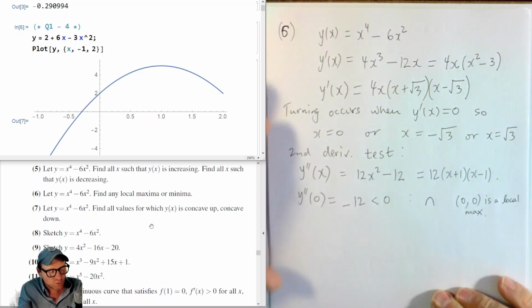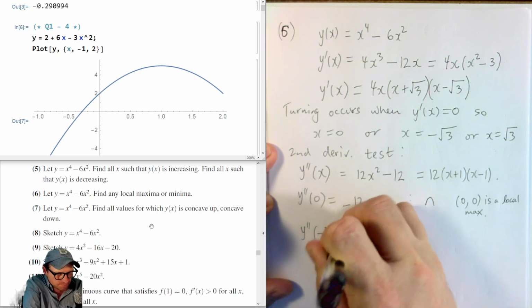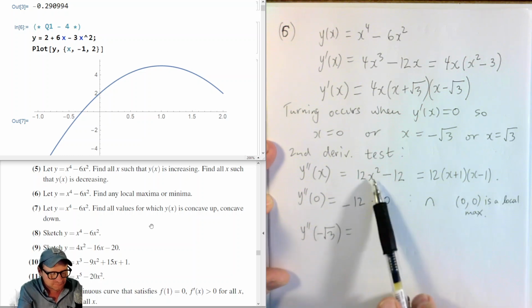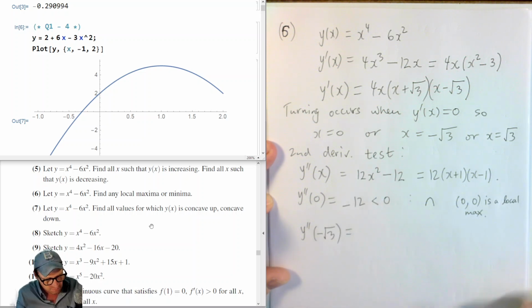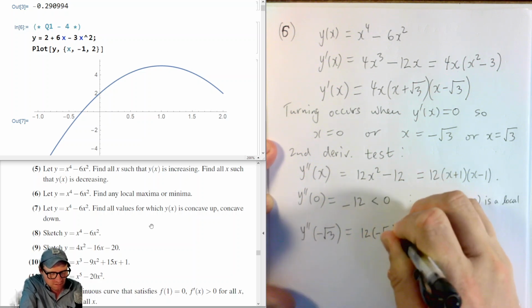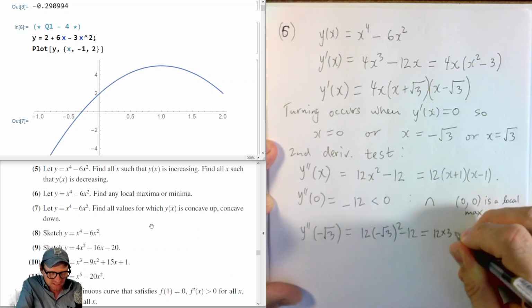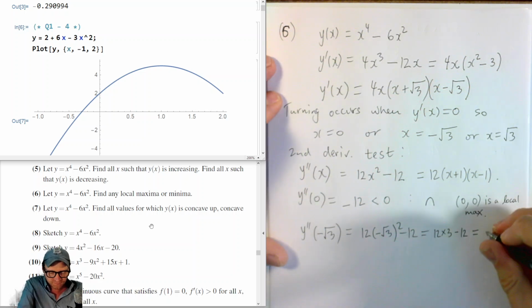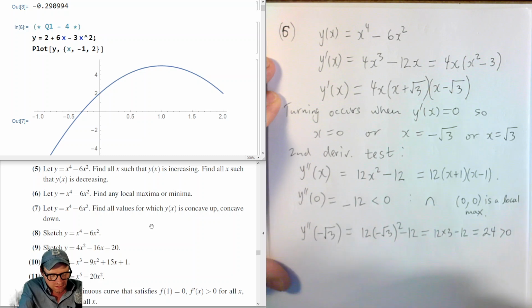Now let's evaluate at the next point. So y double dash of minus root 3 is equal to, all right, so if I just take this form of y double dash, minus root 3 squared is plus 3. So we've got 12 times minus root 3 squared and then minus 12. So this is 12 times 3 and then minus 12. And so that is 36 minus 12, which is 24. And that's positive.